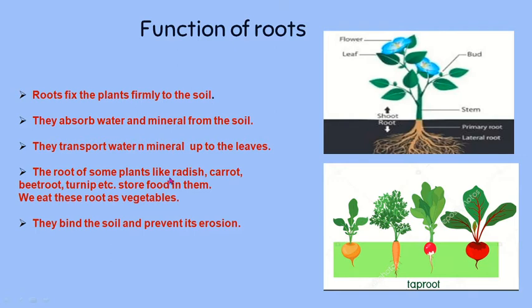The roots of some plants like radish, carrot, beetroot, turnip store food in them. We eat these roots as vegetables. Like you can see in this picture, these plants like radish and carrot store food in them and we eat these roots as vegetables. They bind the soil and prevent its erosion.